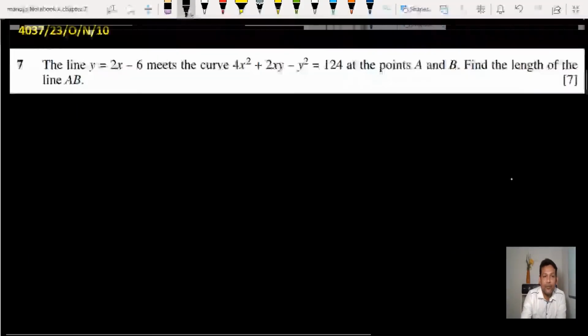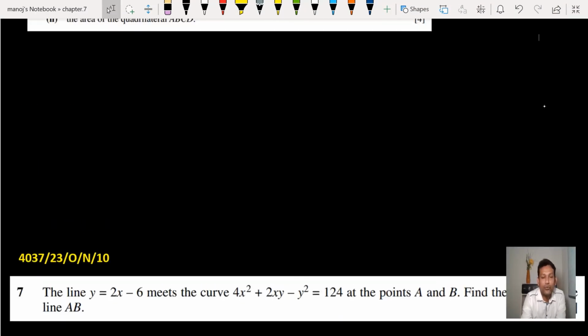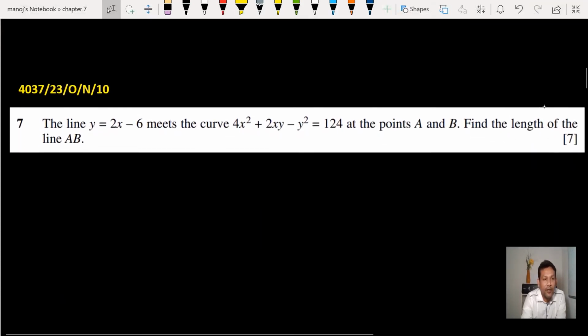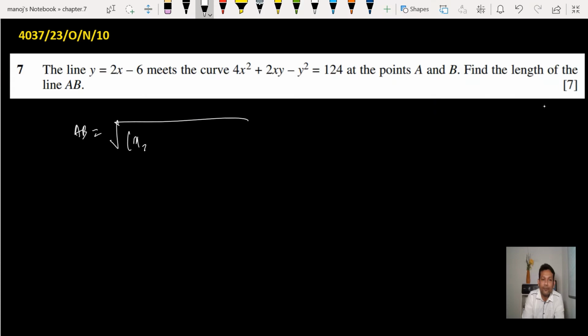Next question is November 2010, paper 23, question number 7. This question is simple. The line meets the curve at points A and B. Find the length of AB. Length means we have to apply the distance formula, which is the square root of x2 minus x1 whole squared plus y2 minus y1 whole squared.